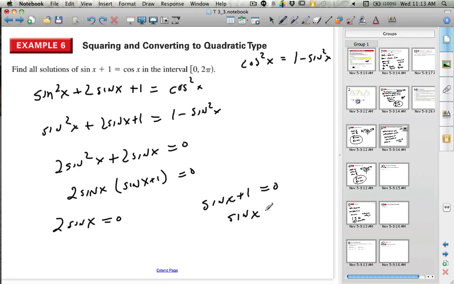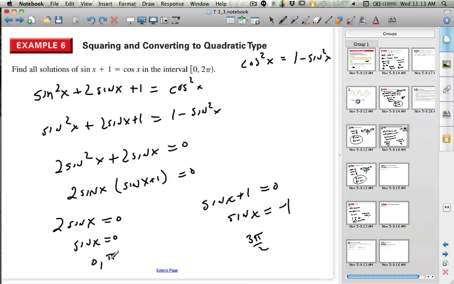So where is sine of x equal to negative 1? And over here, if I divide by 2, sine of x would have to be equal to 0. So where are my y coordinates 0? They're at 0 and at pi, so we're also 0 at 180. And where is sine of x negative 1? That's at 270, or 3 pi over 2.